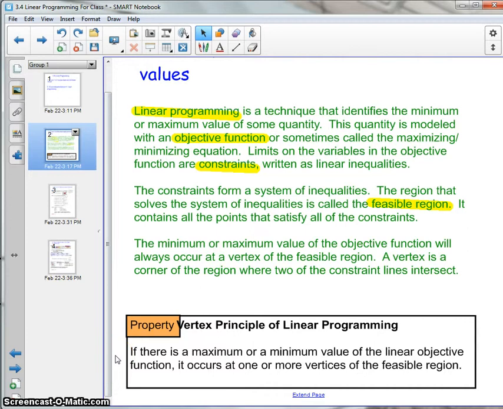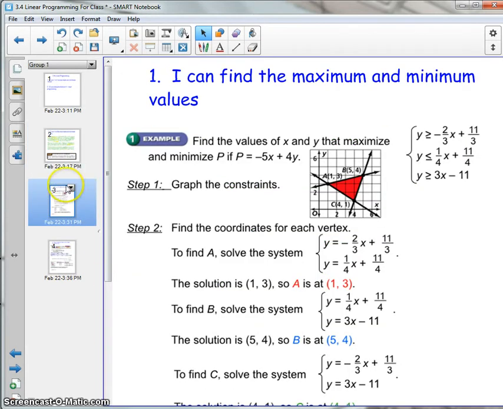So that's our property for today. If there is a maximum or minimum value of the linear objective function, it occurs at one or more vertices of the feasible region. And we'll find how this is true in a few moments. So let's jump into the first example.